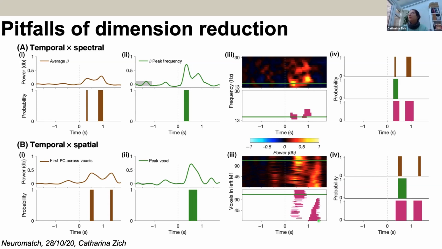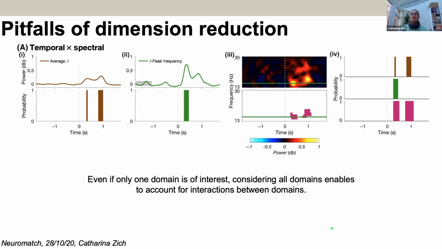So this already means that regardless of which reduction method we use, we might underestimate the true time of this event because it is basically traveling in space. So this gives an indication that even if you're only interested in one domain, let's say the temporal domain, considering all domains enables us to account for these interactions and potentially have a clearer estimation of the true burst characteristics. But these interactions can also be highly interesting.